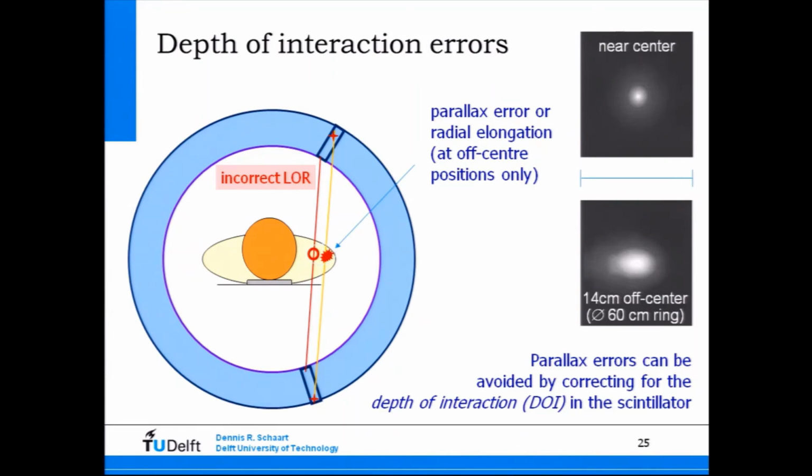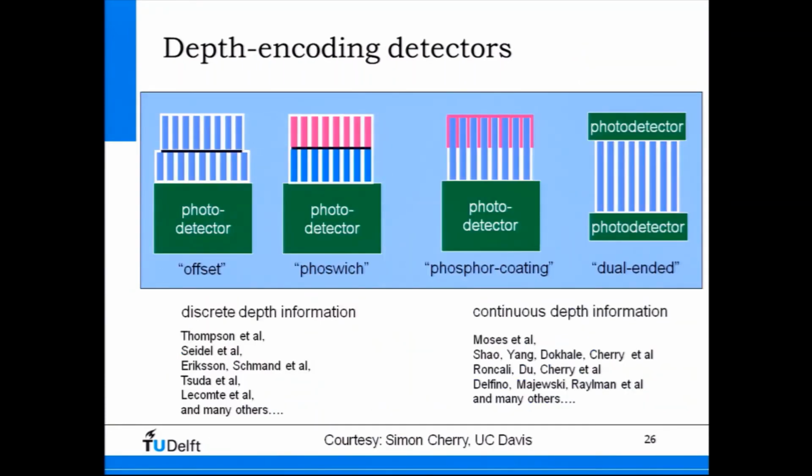And one way to avoid this error, of course, is to actually measure the depth of interaction in your crystal so that you, again, know exactly where your line of response is. And some interesting approaches towards that are shown here.